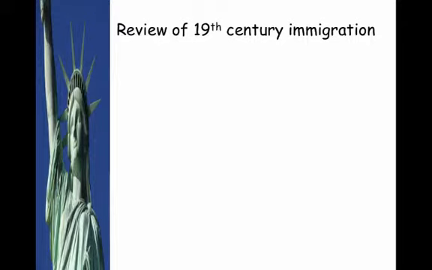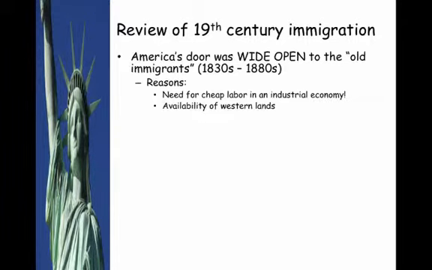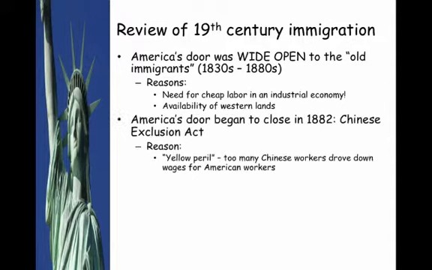So you do not have to write this one down either, but this is just a review of what we covered in class over the last 2 days. First, America's door was wide open to the old immigrants. Remember, who are they? They're coming from Northern and Western Europe. They have an easier time assimilating. Why do we have the door wide open to them? We have the need for cheap labor in an industrial economy, and at the time period they come, the West is pretty much unsettled. So there's wide availability. People can go west. Our economy can absorb these immigrants.